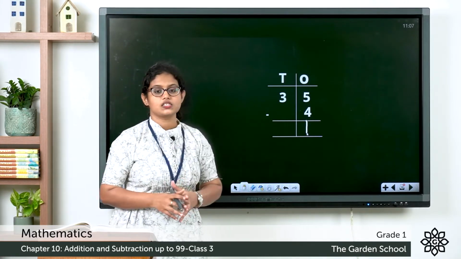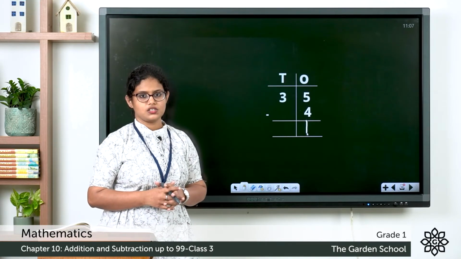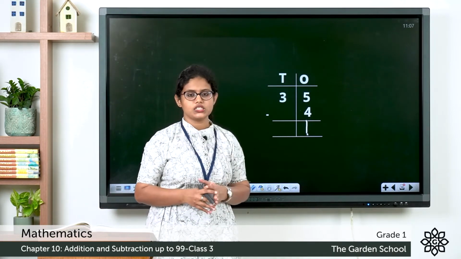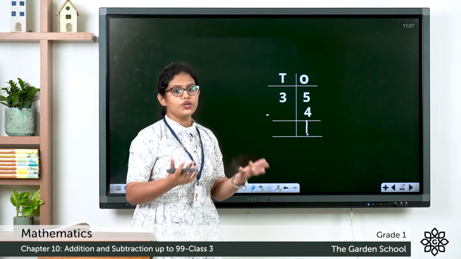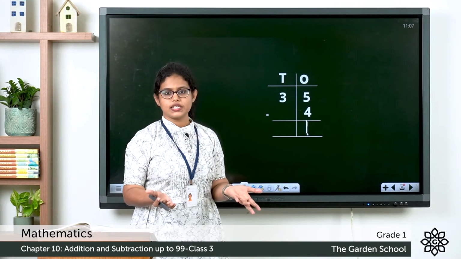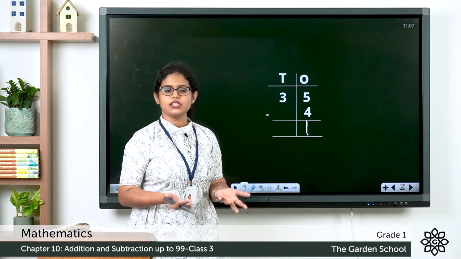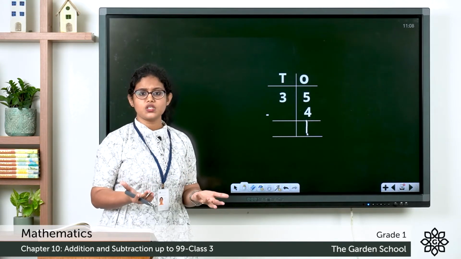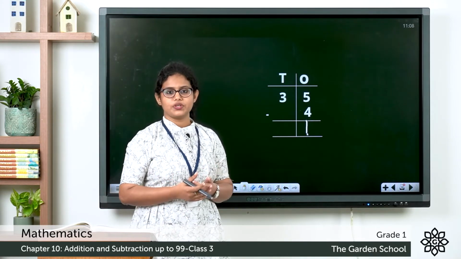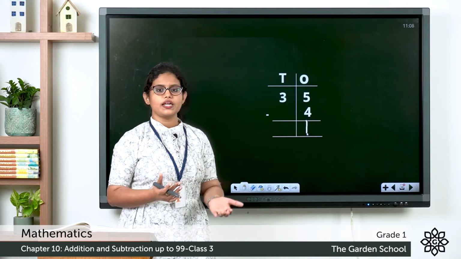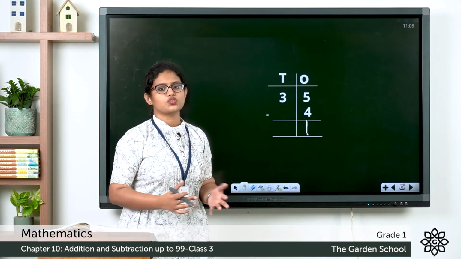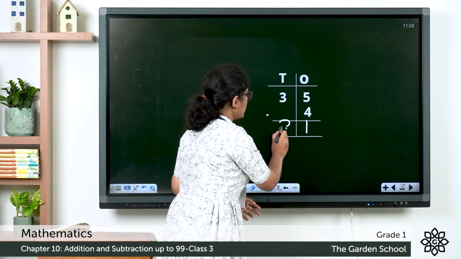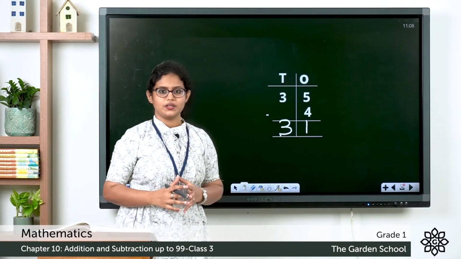Then let's see the tens place. So in the tens place we have 3 tens. Here we have no number, which means 0 tens. So what is 3 tens minus 0 tens? When you subtract 0 from any number, you get the same number. So what is 3 tens minus 0 tens? That is 3 tens. So let's write down 3 next to 1.